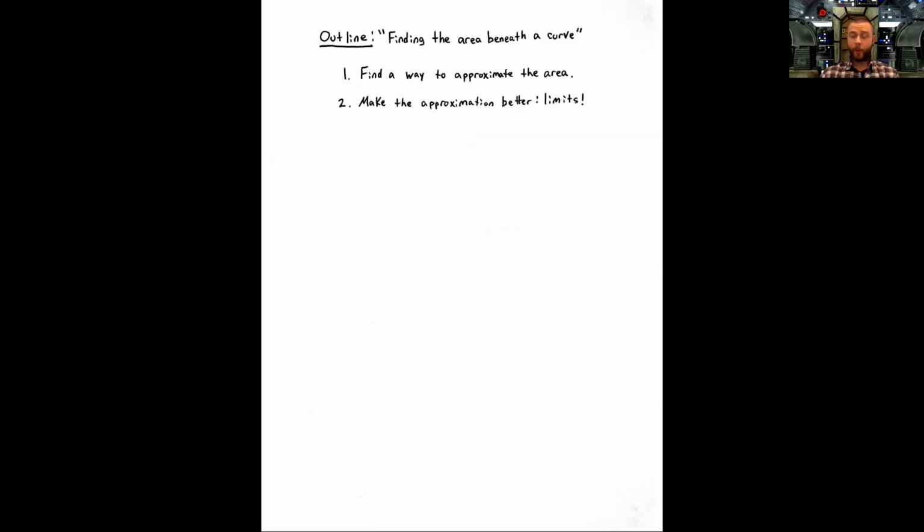Okay, so this was what we just mentioned. There's an outline that most calculus problems or theoretical concepts follow. Here, we're interested in finding the area beneath a curve. The first way we approach this is trying to get an approximate answer. So step one, we're going to look at conceptually a way to approximate that area beneath that graph. And then once we have that approximate answer, we then make the approximation better. Almost always in calculus, that involves some sort of limit. Before, it was a limit as h goes to 0. We'll see where the limit concept comes in here.